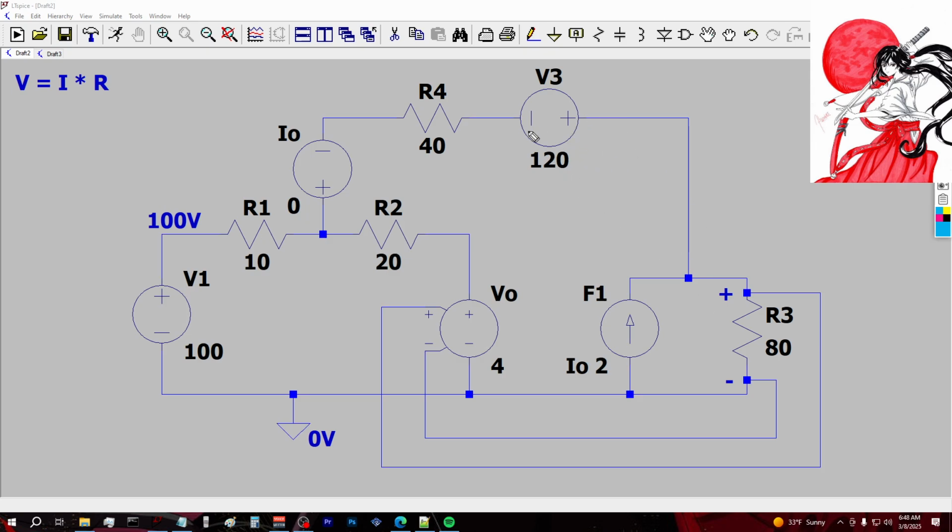We don't know the voltage across this 120 volt battery, because there's nowhere it's connected to ground. Or another way to think about it is there's nowhere it's connected where we know the voltage. We don't know the voltage here, and we don't know the voltage here. Therefore, we cannot figure out the voltage across this battery. We just know there's a difference of 120 across it.